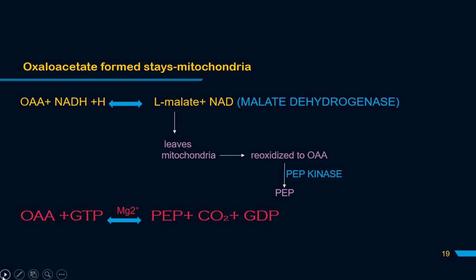Because adhe malate form pannuduna, it needs to leave the mitochondria. So oxaloacetate is being converted to malate and leaves the mitochondria. It is again then reoxidized to oxaloacetate, and in presence of phosphoenol pyruvate kinase, it is being converted to phosphoenol pyruvate. So the reaction of this second step is oxaloacetate in presence of magnesium ion converts itself to phosphoenol pyruvate and liberates carbon dioxide.